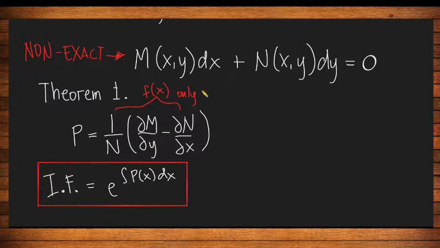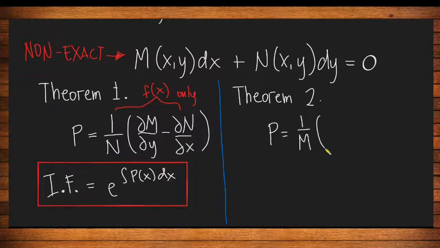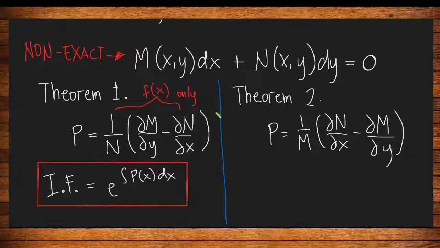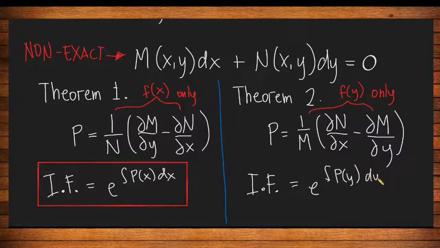So if our first theorem is not satisfied, we will check the second theorem. Theorem number 2 states that if P equals 1 over M times the partial derivative of N with respect to x minus the partial derivative of M with respect to y is a function of y only, ibig sabihin itong sa right side natin, y lang yung variable na makikita natin, then yung integrating factor natin will be equal to e raised to the integral of P of y dy.